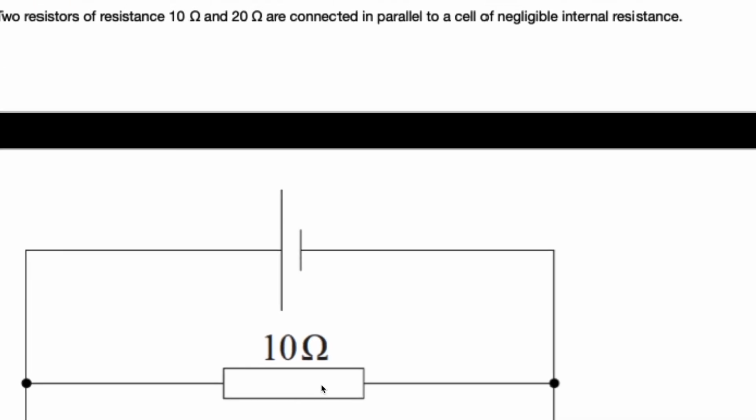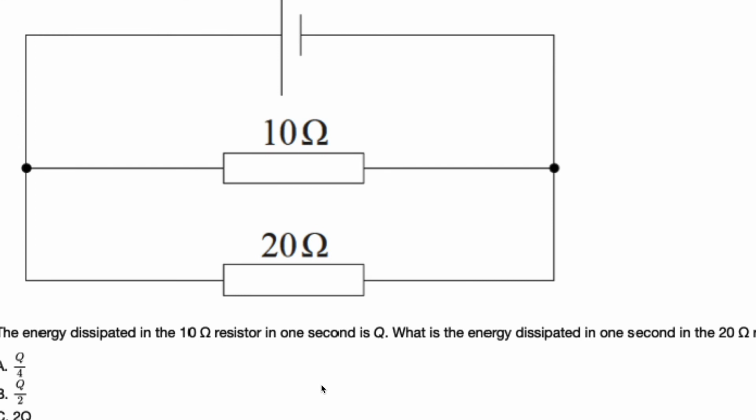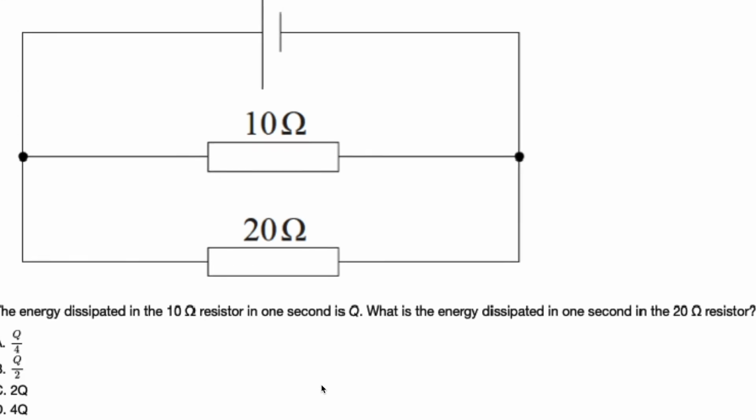Two resistors of 10 ohm and 20 ohm are connected in parallel to a cell of negligible internal resistance. The energy dissipated in the 10 ohm in 1 second is Q. What's the energy dissipated in 1 second in the 20 ohm resistor? So energy dissipated in 1 second is just equal to the power, which is equal to voltage times current.